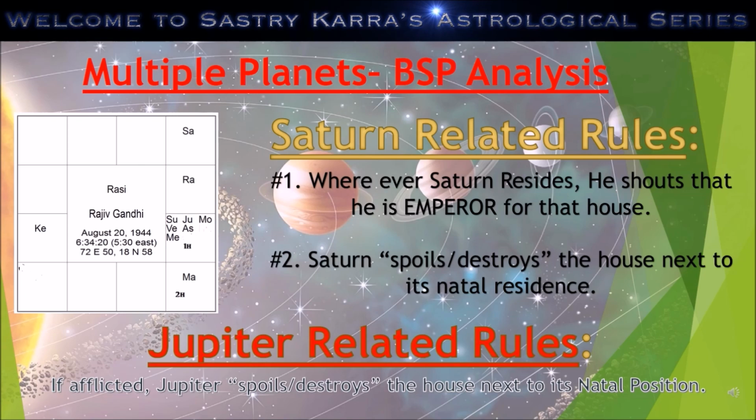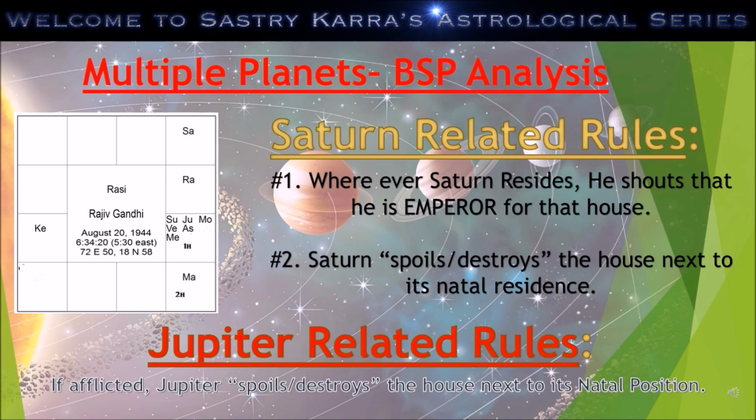The next BSP rule that I want to talk about is Jupiter. The reason I want to emphasize this Jupiter BSP rule is that only if Jupiter is afflicted does it spoil or destroy the house next to its residence. So first of all, why is Jupiter afflicted? That's the first question we need to ask.